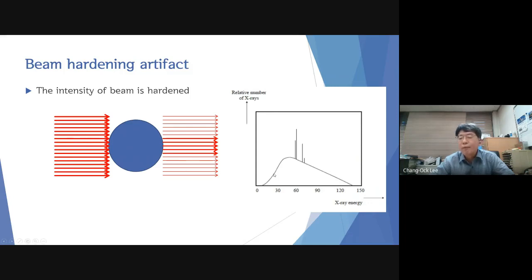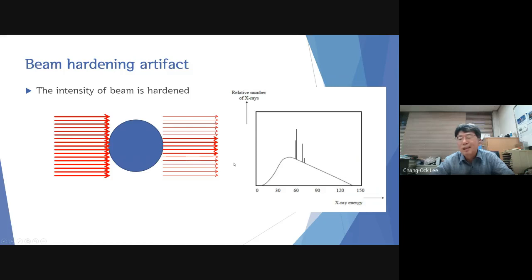If you look at the right figures, this is a relative number of X-rays according to the X-ray energy. So in the middle, we have a lot of X-ray photons, and for the high level energy and the low level energy, we have a small number of photons. But after it is absorbed in the subject, near the middle we have only high X-ray energies, and at the top and the bottom, we have almost the same form of X-ray photons.